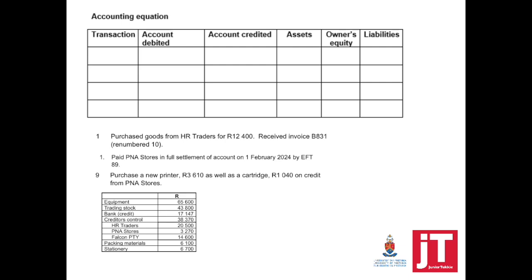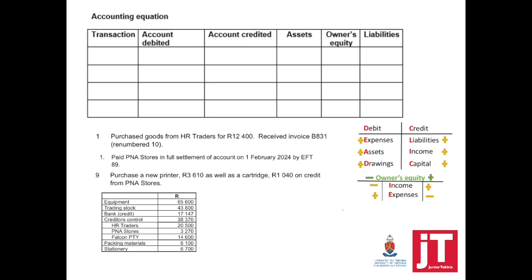Accounting equation. Transaction number 1. Purchase goods from HR Traders for 12,400. Received invoice B831. Renumbered number 10. Buying on credit means creditors control is credited. Trading stock is going to be debited. Our assets is going to increase and our liabilities will increase.